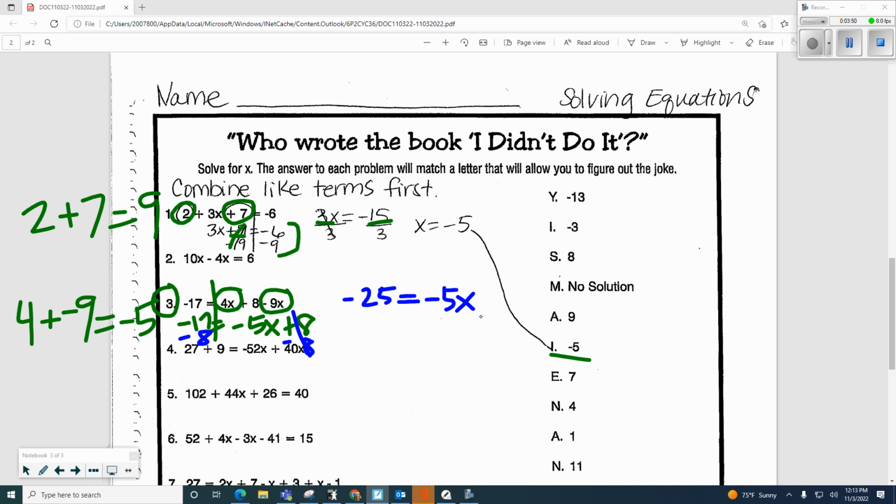Okay, and now -5 and x are multiplying, so the opposite is to divide. Let me divide both sides by -5. Okay, and -5 divided by -5 is just 1. I'm going to leave it invisible in front of the x. And then -25 divided by -5 gives you a +5. Okay, and then you'll check your worksheet for a +5. And that is just down a little bit farther. It's letter L.